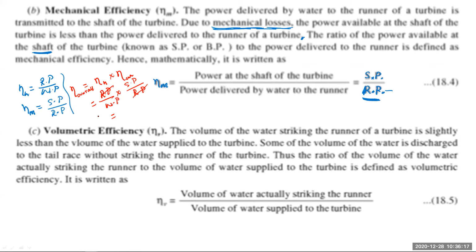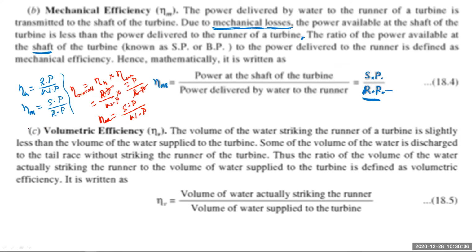If you say overall, it will be nothing but the shaft power over the water power. Entry and the exit. Entry is your water power, exit is your shaft power. So that is your overall efficiency. We will see it in the next slide.